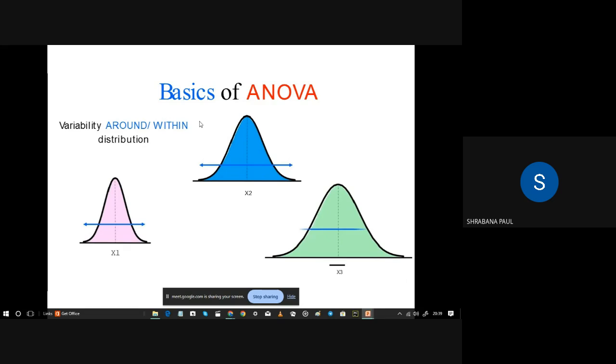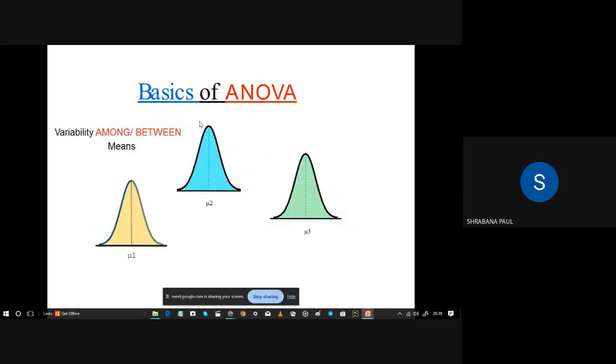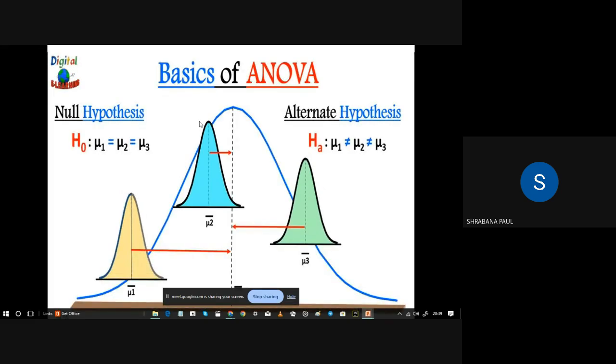Next, there are three means, mu1, mu2 and mu3, plotted, and we plot the normal distribution curve to see the distance of each mean from the overall mean. So in this case, the null hypothesis would be mu1 equals mu2 equals mu3, whereas the alternative hypothesis will be mu1 not equal to mu2 not equal to mu3.